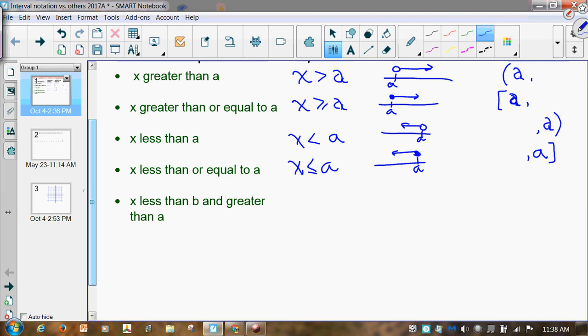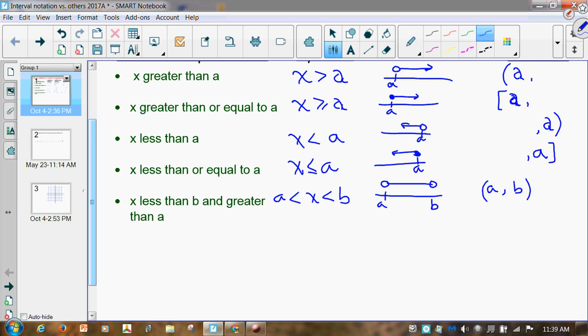We would say x is greater than a. Notice no equal sign there. x less than b, less than b. And then for the number line notation, we would have a and b, and we would have the two circles, not filled in. Then for interval notation, we would say less than b, greater than a, so a would be on the low side, b would be on the high side.